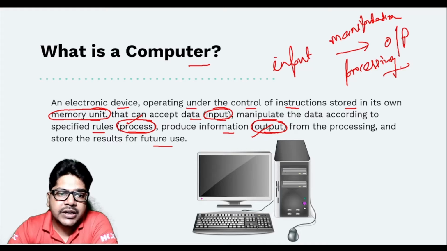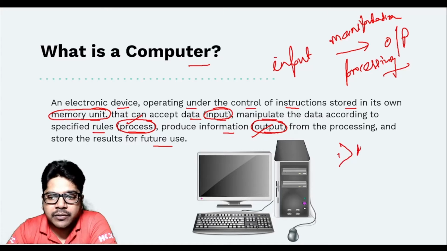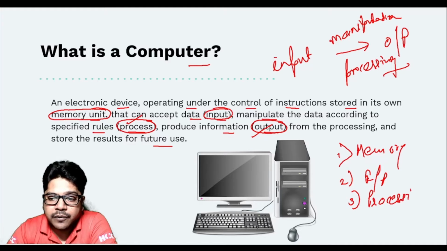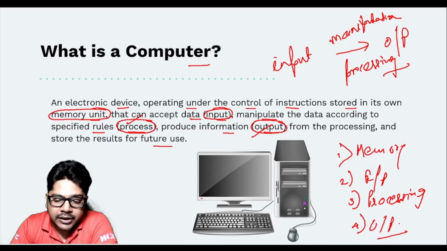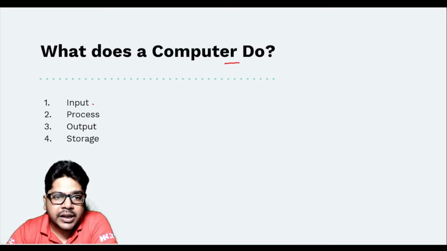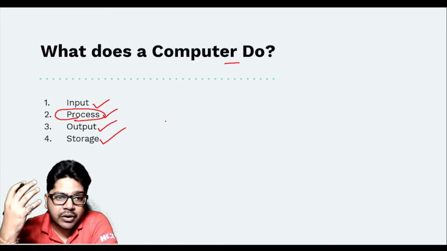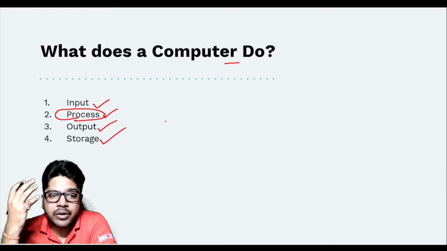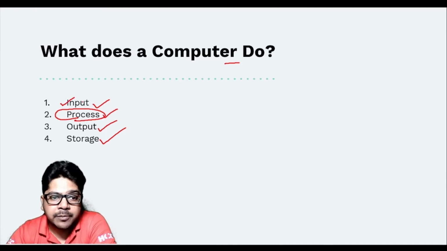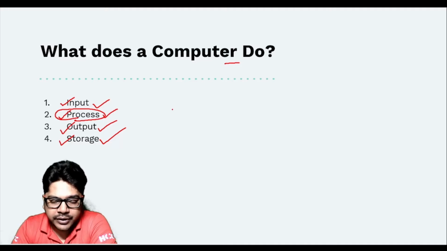So basically there are four major components. One is the memory unit, right? The second is input. The third is processing or manipulation, right? And the fourth is nothing but the output. These are the four important parts which happen in a computer. Okay, now let's go ahead. So what does the computer do? A computer takes input, it processes the input, it gives the output based on the processing that has happened, and if required it can store the data as well. So these are the four things which a computer does: input, processing the input, producing the output, and storing the result, if required. Okay, now let us go ahead.